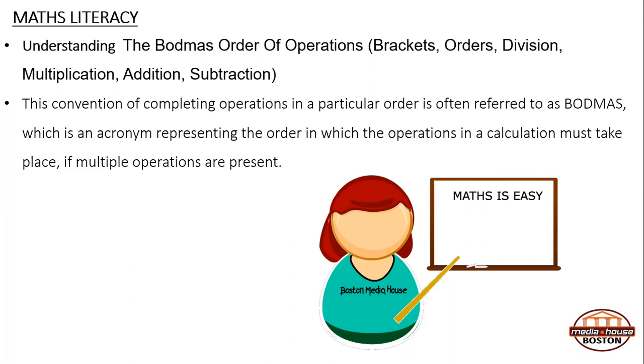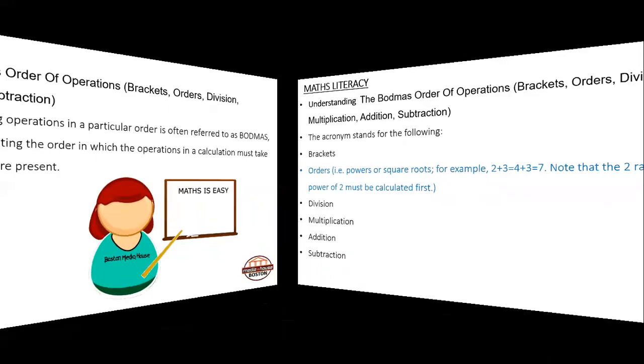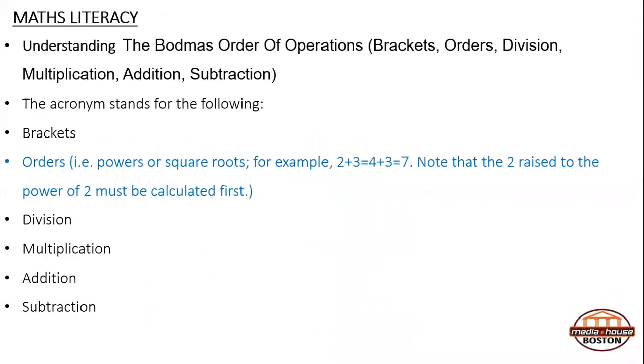This convention of completing operations in a particular order is often referred to as BODMAS, which is an acronym representing the order in which the operations in a calculation must take place if multiple operations are present, which means you start off with your brackets, you look at your orders, division, multiplication, addition, and subtraction. So this is one of the key basic formulas that you need to understand in calculating simple mathematics. The acronym stands for the following: brackets, orders. Your orders might be powers or square roots.